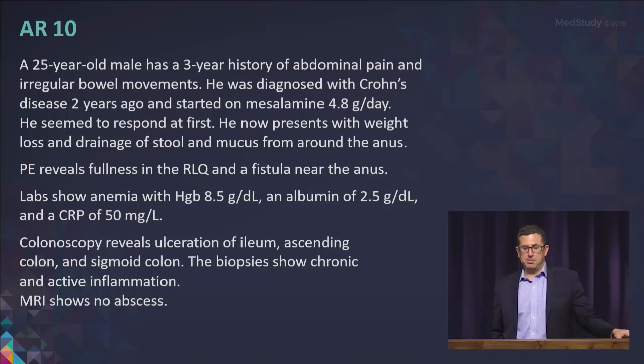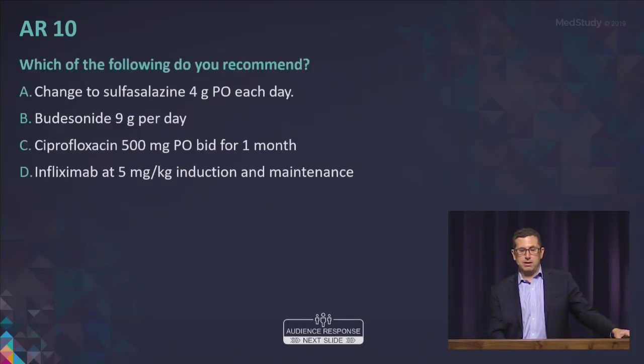He's anemic, his albumin is low, and his CRP is elevated. Colonoscopy reveals ulceration of the ileum, ascending colon, and sigmoid, and the biopsies show chronic and active inflammation. There is no abscess on MRI. Which of the following do you recommend? Change mesalamine to sulfasalazine, start the patient on budesonide, start ciprofloxacin, or start infliximab for induction and maintenance.